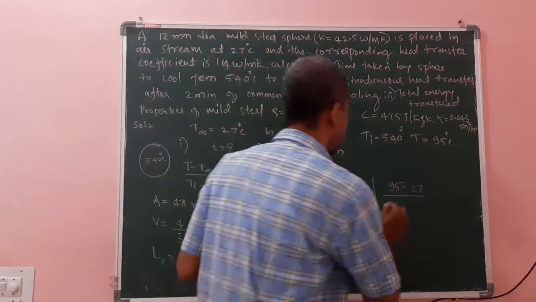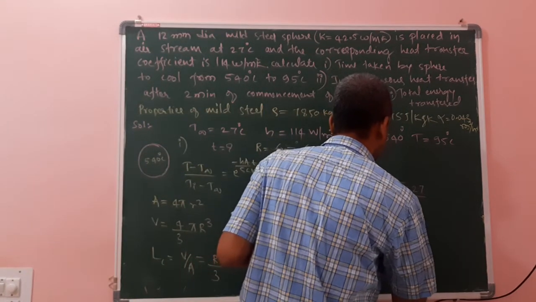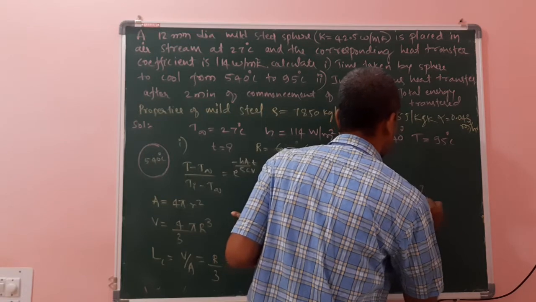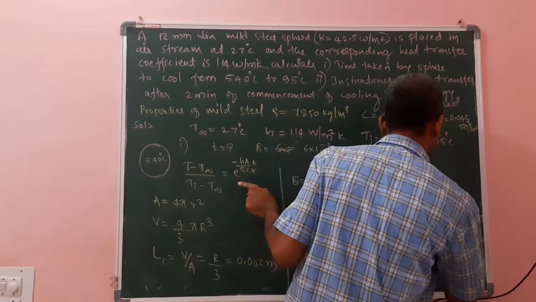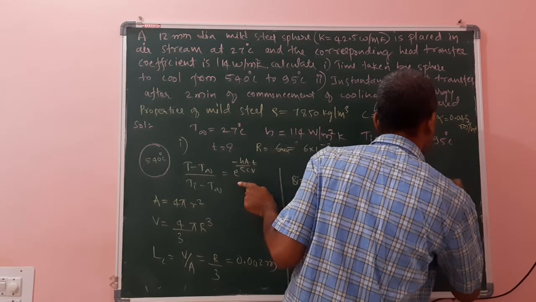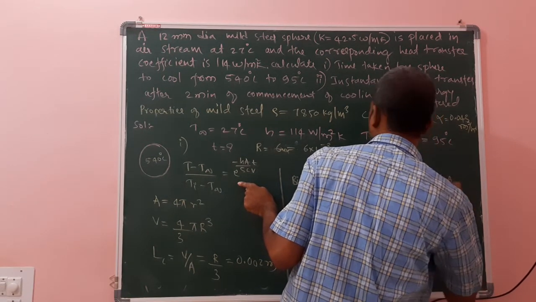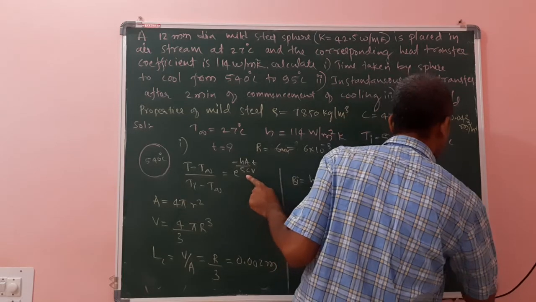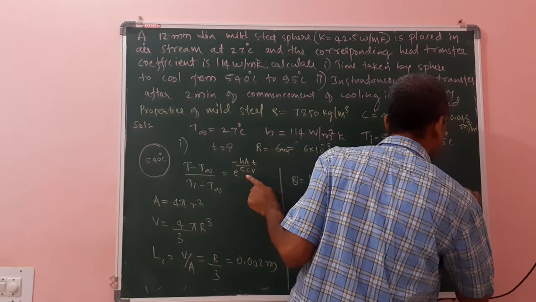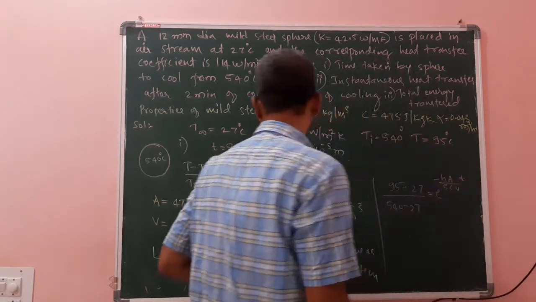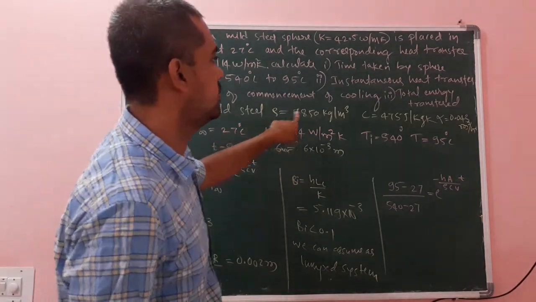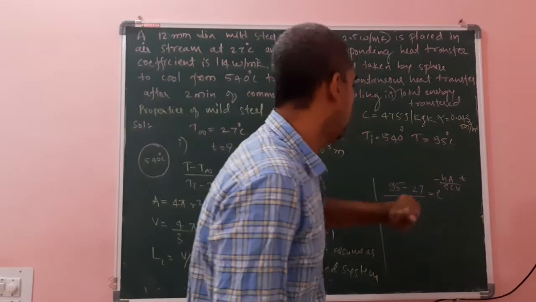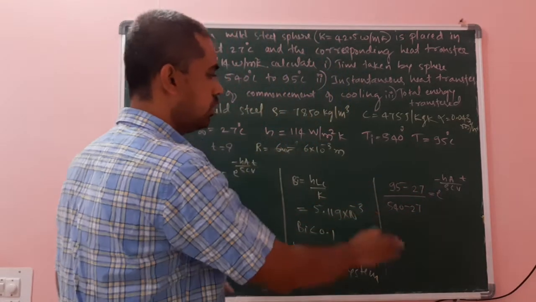Ti is 540 minus 27 degrees Celsius, is equal to e raised to minus hA, I have not calculated this value, you substitute, divided by rho C V into t. Rho, you know, the density is given as 7850. C is given. V you substitute.